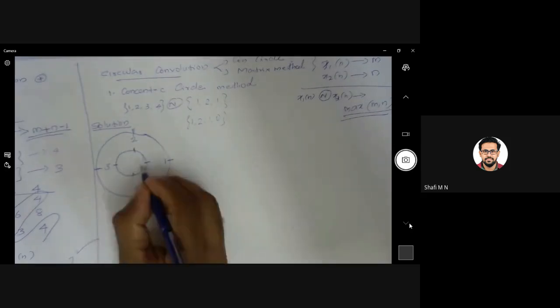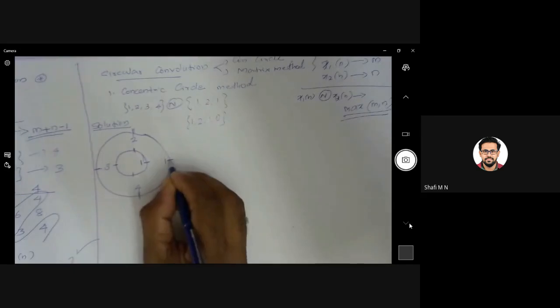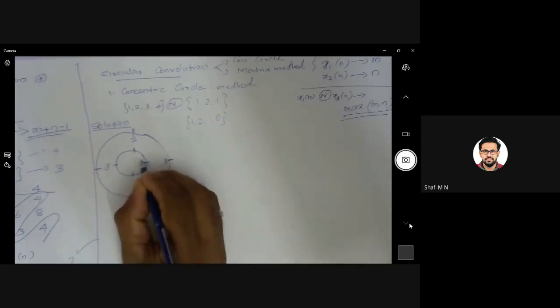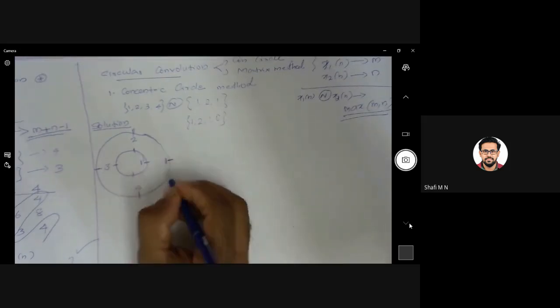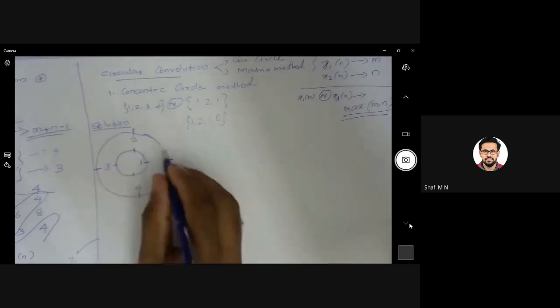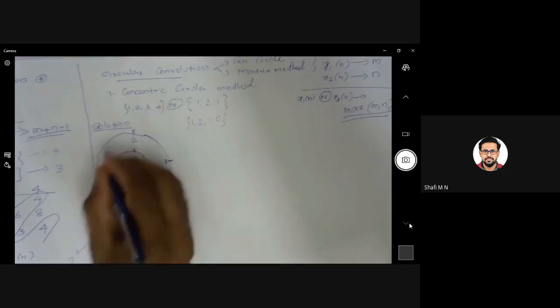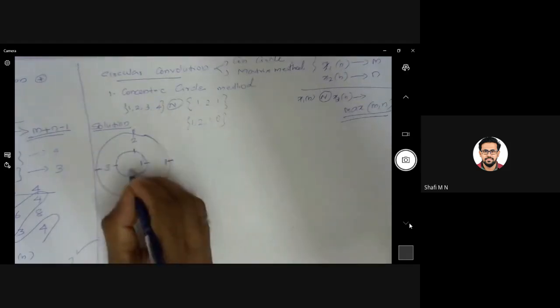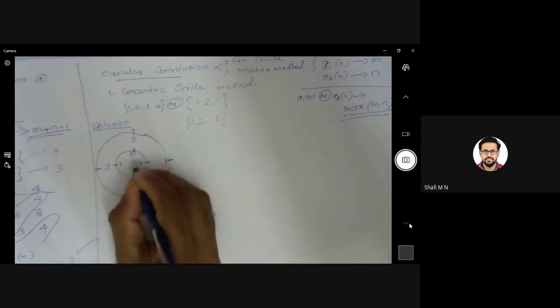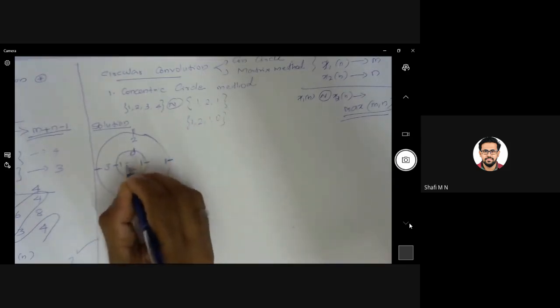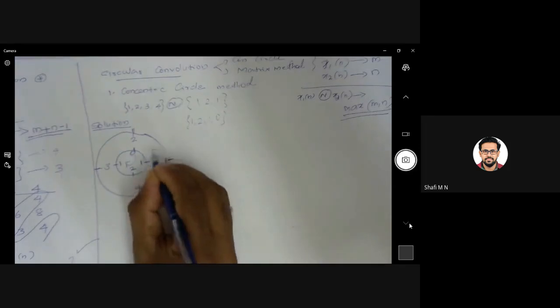So now let me represent the sequence. I will start with this position. If you are starting the outer circle at this point, you have to start the inner circle at this point itself. This should be the beginning. The outer circle you represent in anti-clockwise direction. The inner circle you represent in clockwise direction. So the second sequence should be like this: 1, 2, 1, 0. This is in clockwise direction and this is in counterclockwise direction.